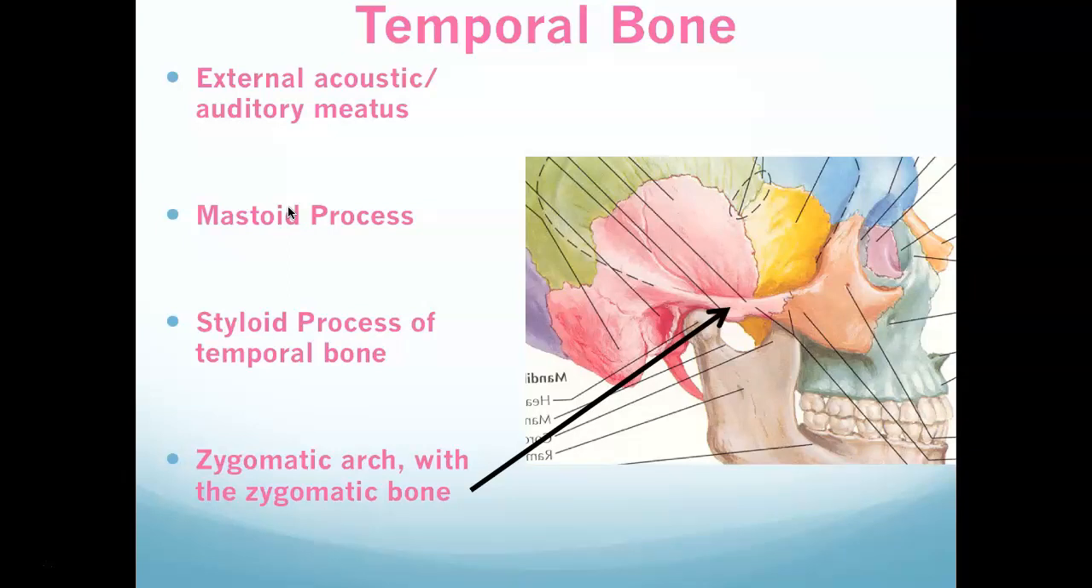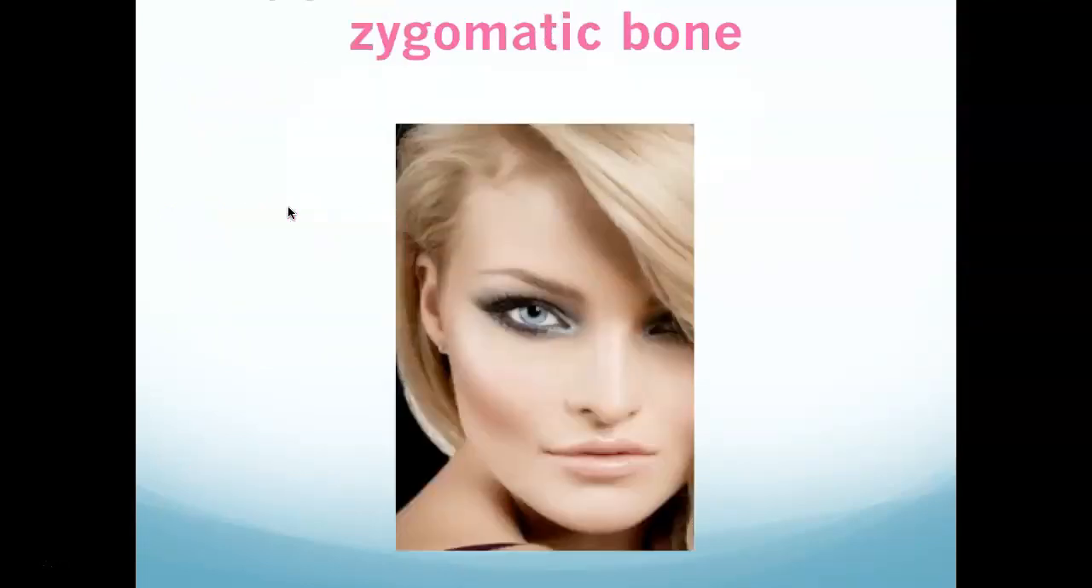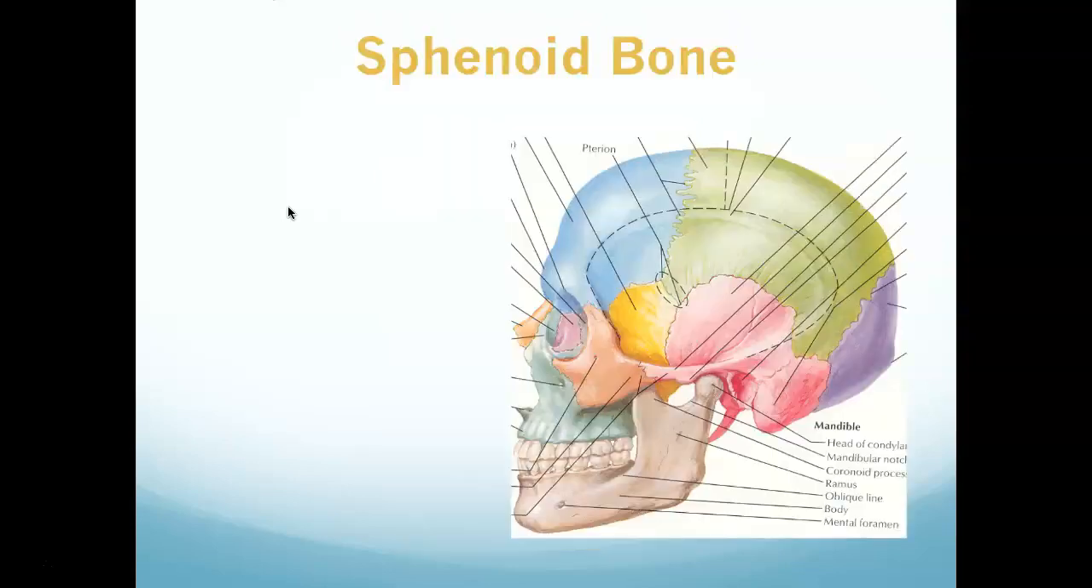And next we have the zygomatic arch with the zygomatic bone. Zygomatic really means to yoke or to pair up. So this is pairing up with the zygomatic bone, or the zygomatic bone is pairing up with the temporal bone. You could look at it both ways. But all in all, this is called your zygomatic arch, and because it's your temporal bone here, we say it's with the zygomatic bone. So it helps to create our cheekbone, which you see right in here.